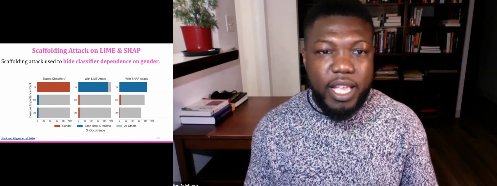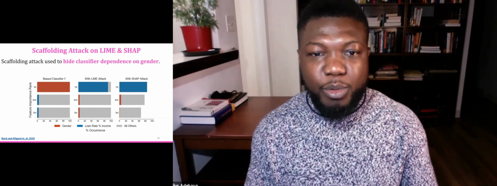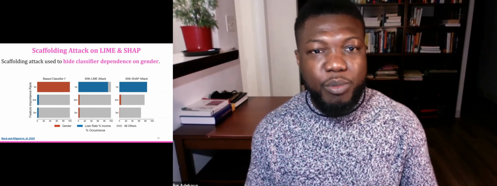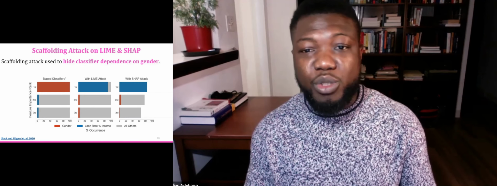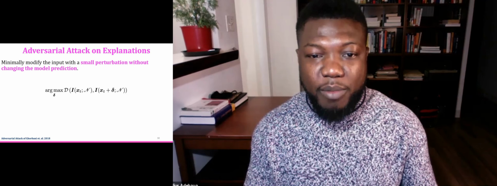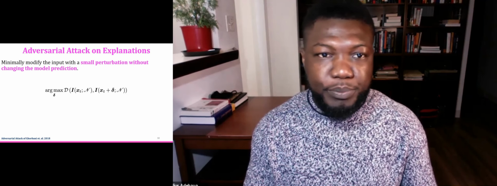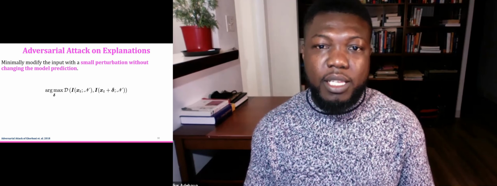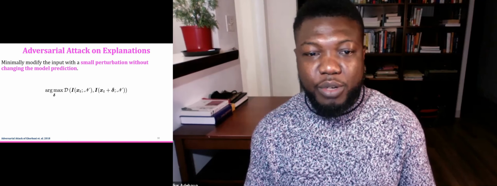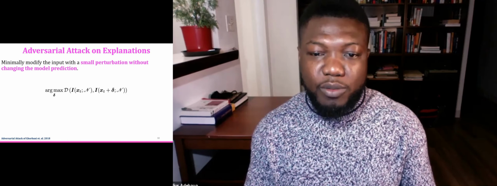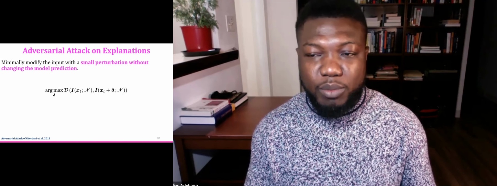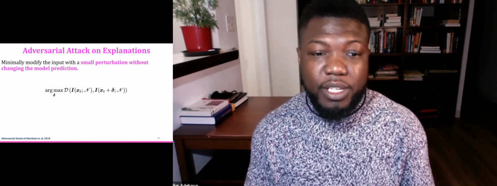In a different case, there are other kinds of attacks that have been proposed in the literature. Slack and Hilgard in 2020 proposed a scaffolding attack where they were able to hide a classifier's dependence on gender from the LIME and SHAP explanation methods. So let's now look at the actual formulation of how to compute some of this adversarial perturbation. The goal usually is formulated as an optimization problem where you want to compute explanations that are maximally different.